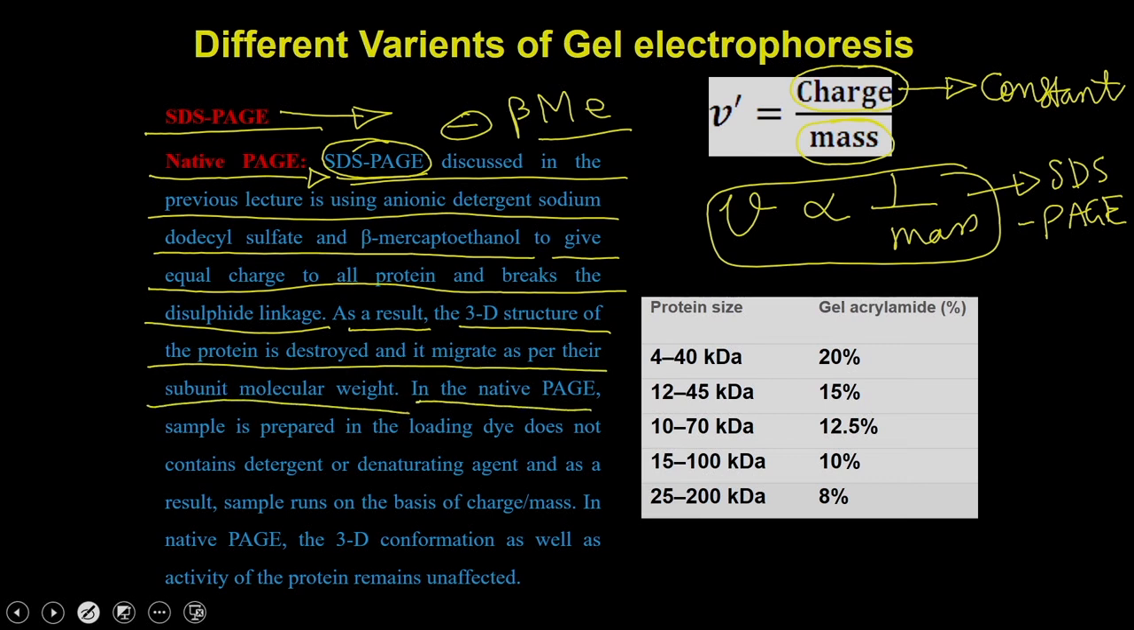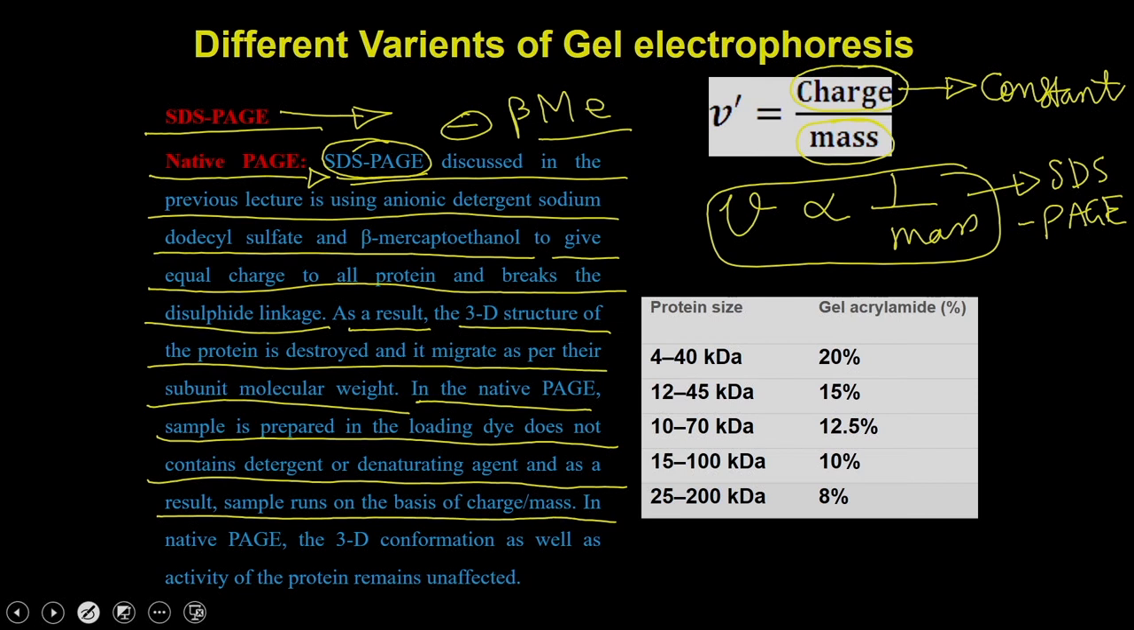Whereas in the native PAGE, the sample is prepared in the loading dye, which does not contain the detergent or the denaturing agent, and as a result the sample runs on the basis of charge by mass. So the relationship you see is that the electrophoretic mobility is directly proportional to the charge and inversely proportional to the mass. In general, the electrophoretic mobility is affected by the charge by mass ratio, and that is the condition for the native PAGE.